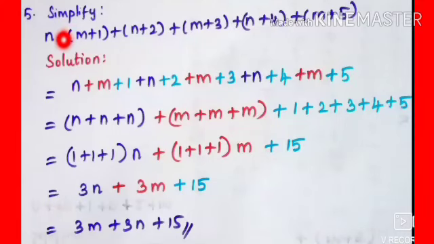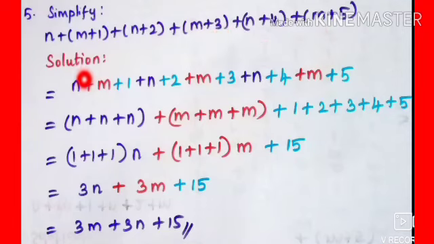Simplify: n plus m plus 1 plus n plus 2 plus m plus 3 plus n plus 4 plus m plus 5. Solution. So, in the given algebraic expression, n and m are the variables and 1, 2, 3, 4 and 5 are the constant values.